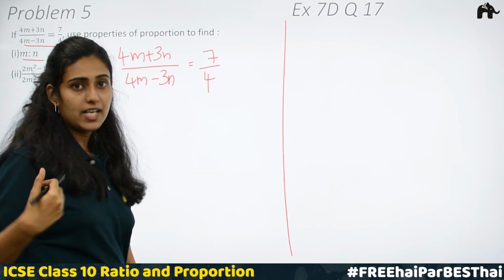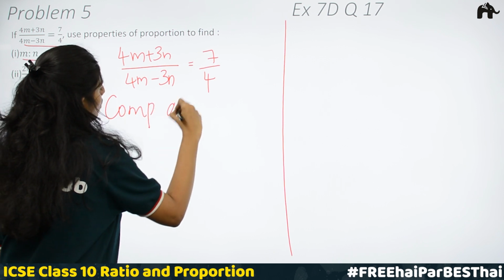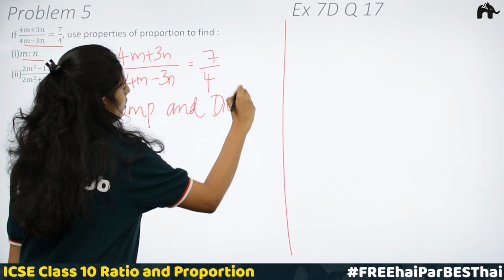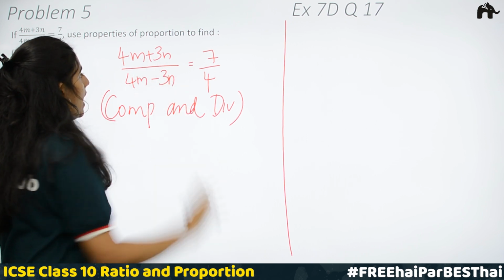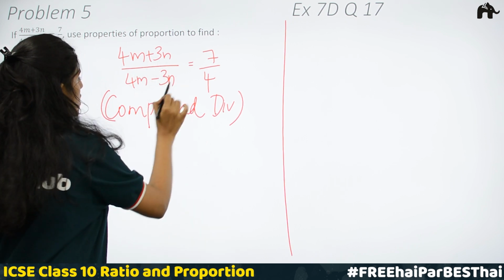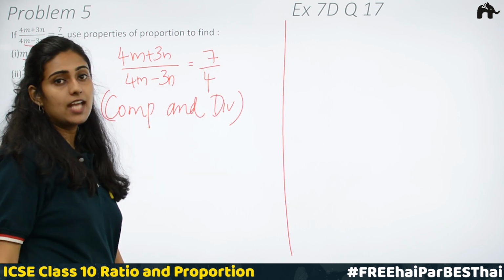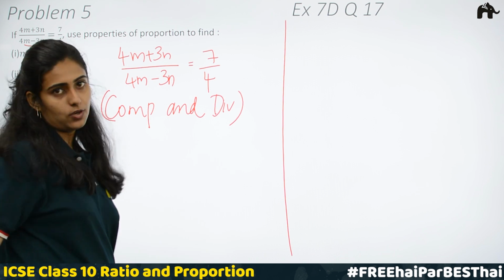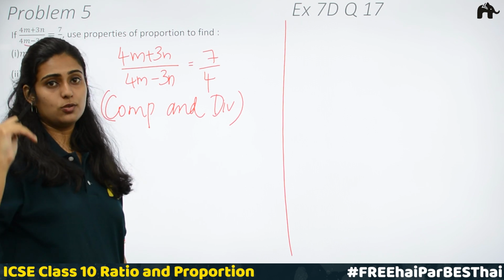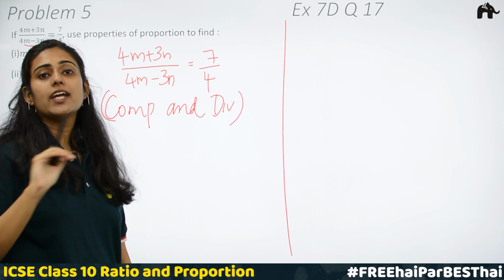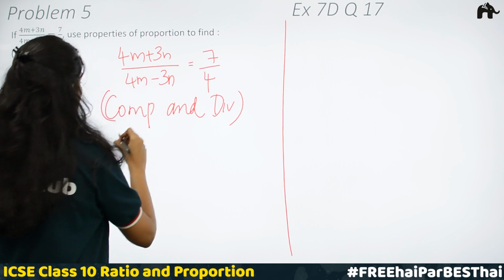To get m by n, we can apply the componendo and dividendo property. When you apply the componendo and dividendo property, what do you get? Here in place of a, we have 4m plus 3n. In place of b, 4m minus 3n. In place of c, it is 7. And in place of d, it is 4. According to the componendo and dividendo property, if a by b is equal to c by d, then (a plus b) divided by (a minus b) is equal to (c plus d) divided by (c minus d).